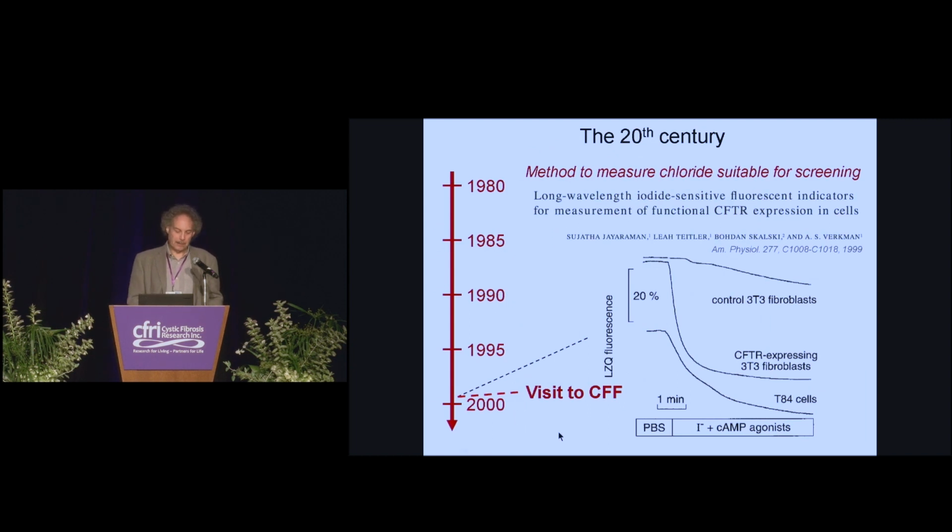Now, in the late 1990s, recognizing that what we needed was a good assay of CFTR, and the original assay we had wasn't so bad, but not really suitable for high-throughput screening, we came up with a method to measure chloride that was suitable for screening using a long wavelength, very bright fluorescent indicator. In the data shown here, if we add iodide, we see a very large drop in signal when CFTR is active. So it was robust enough for high-throughput screen.